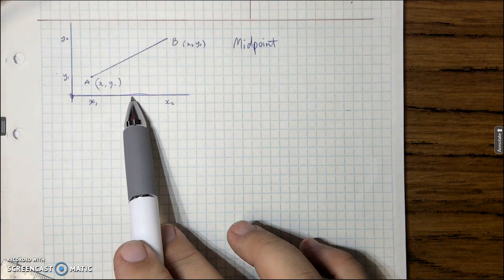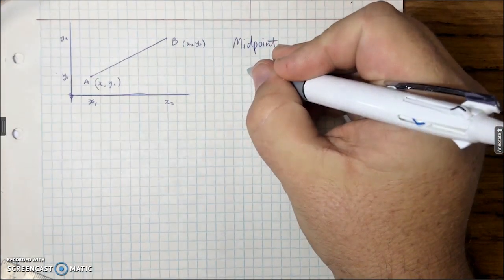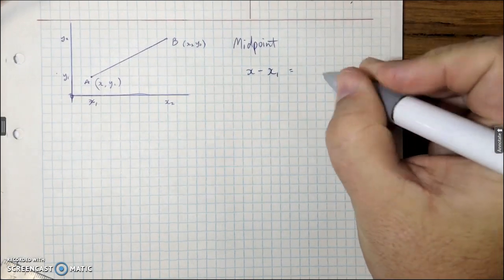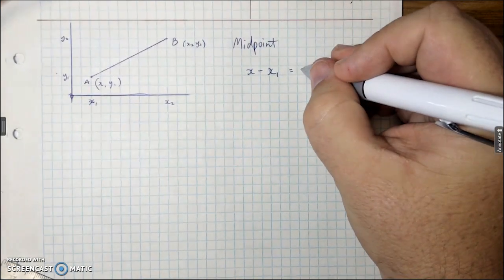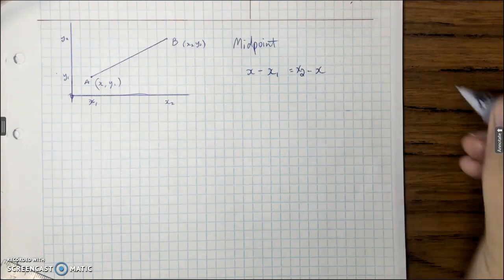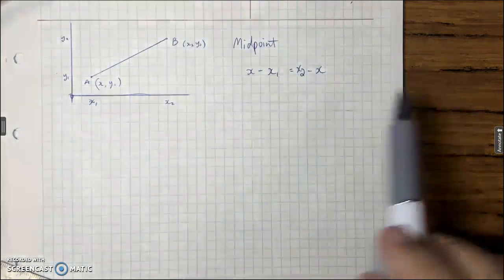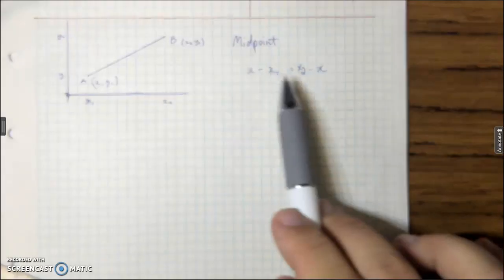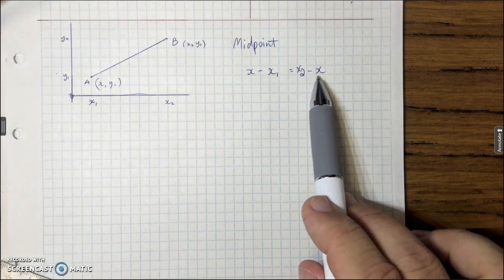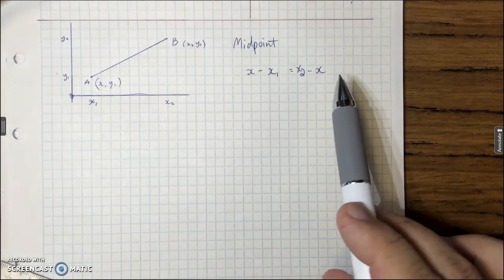So knowing that it's halfway, we can say that x minus x1 will be equal to x2 minus x. Now, if x is the point that's halfway, right? That's just what they use. So we're saying that x minus x1 will be equal to x2 minus x. Because it's halfway, that makes sense.